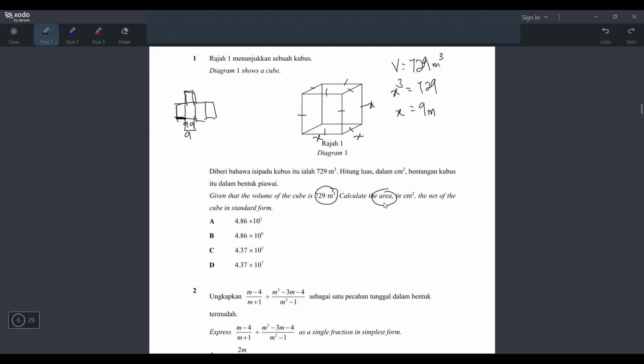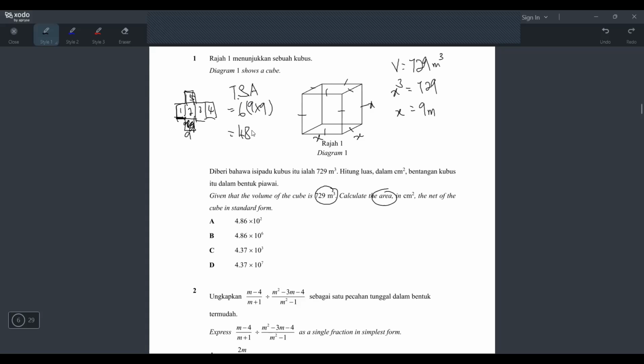Now I want to find the area of the net of the cube, so I find the total surface area. I just write TSA. TSA stands for total surface area, the luas permukaan. We take 9 times 9, which is the area for one surface, and then times 6, because there are 1, 2, 3, 4, 5, 6 surfaces. So 81 times 6. My calculator gives me 486.